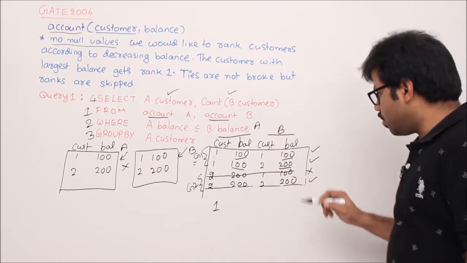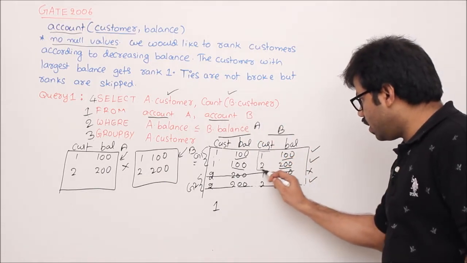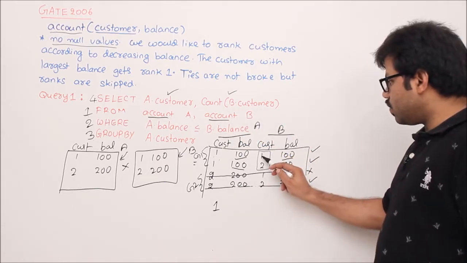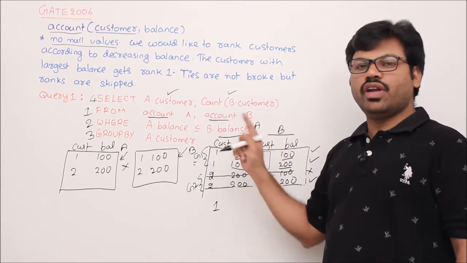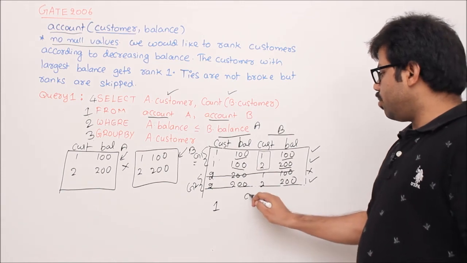Count of B dot customer. So B dot customer is this one, right? Sir, I think it is 1, 2, 3, sir. Don't go to the second group, because we have to print the count for every group separately. So count will be 2.